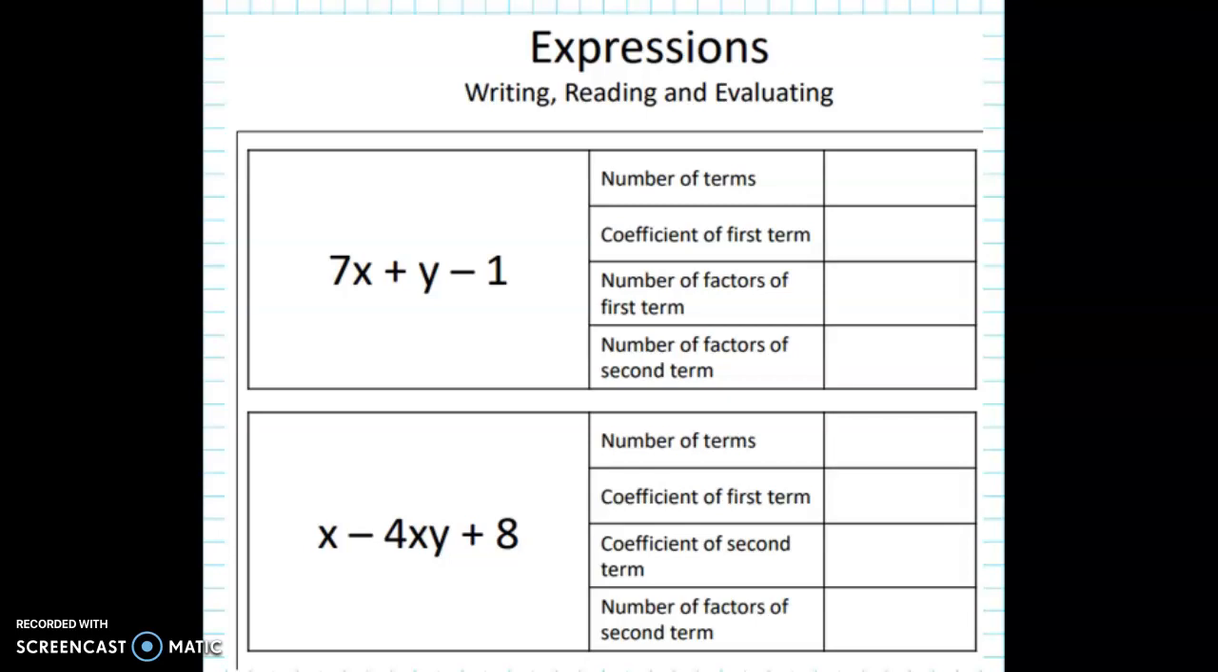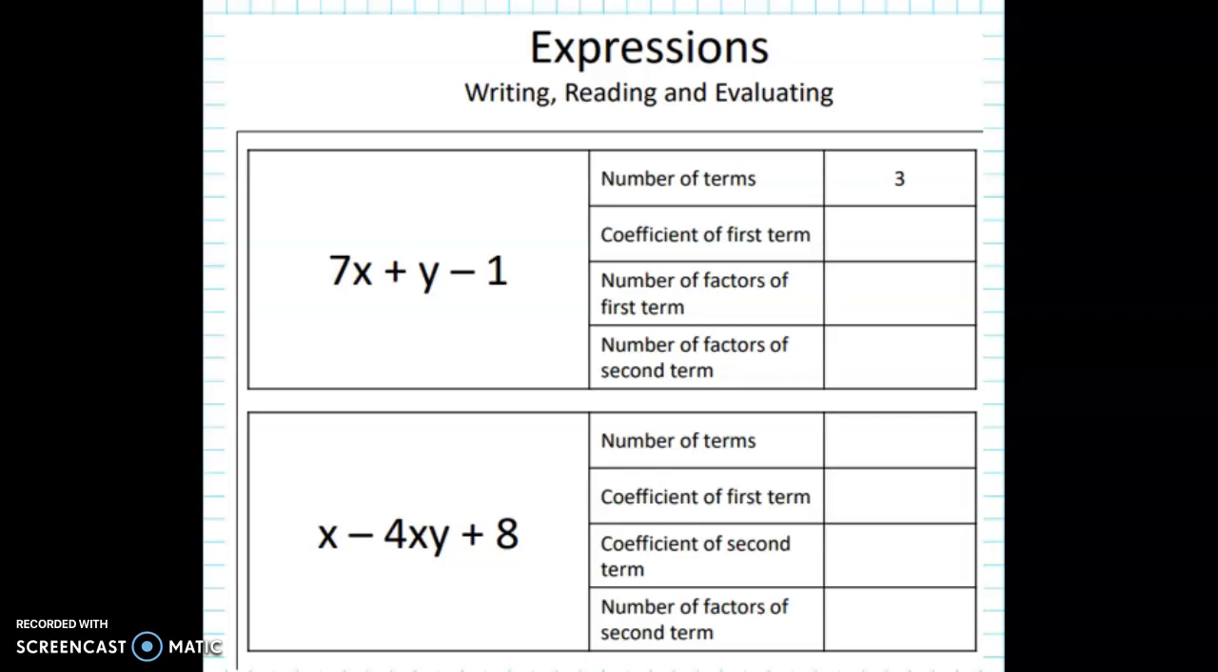In this lesson, we will look at the number of terms, coefficients, and factors within an expression. 7x plus y minus 1. There are three terms in this expression: 7x, the y, and the 1. Remember, terms are separated by addition and subtraction.